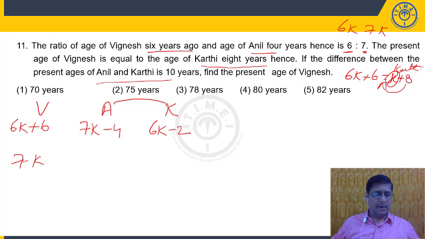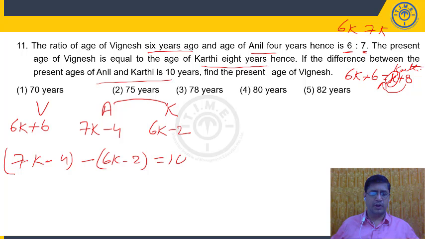Now 7k minus 4 and 6k minus 2, the difference of these two values is equal to 10. 7k minus 6k is equal to k. Now what is next here? Minus of minus 2 means it is a plus 2. Minus 4 plus 2 means it is a minus 2. Minus 2 when you take to the other side, it will become plus 2. 10 plus 2 is equal to 12. k is equal to 12.